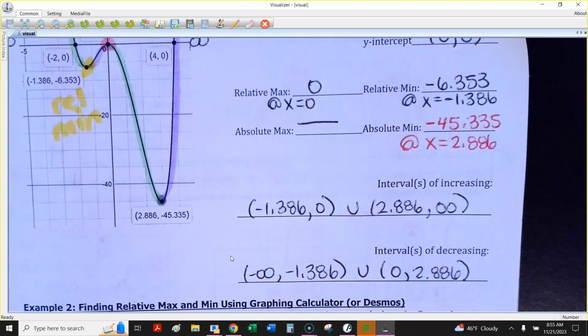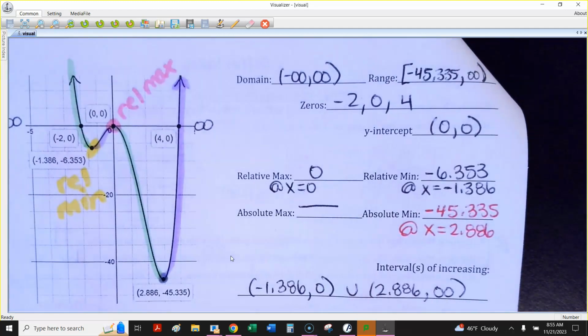Nothing for increasing, decreasing. Brackets would only be for the range. Okay, now I'm glad she asked that. So the reason I'm not using brackets on these, when you're at that actual turning point, you're flat. So like if I'm at this negative 1.386, I am not increasing or decreasing. That's where I'm turning. So that's where you use a parenthesis instead of a bracket. I'm glad you said that because I forgot to remind you guys of that.